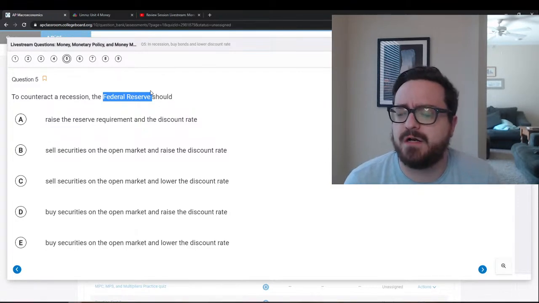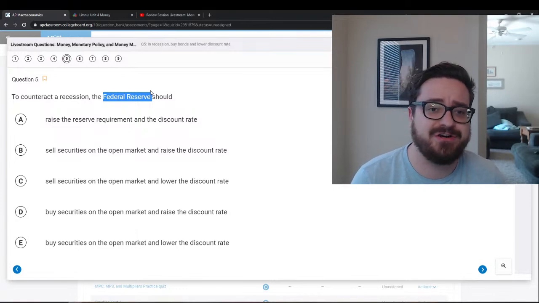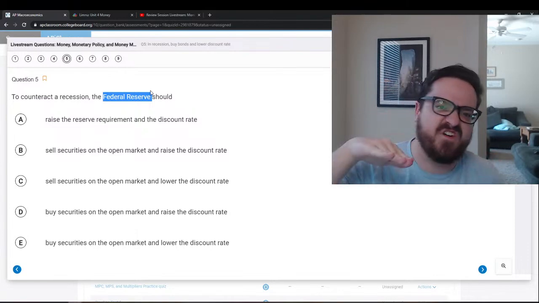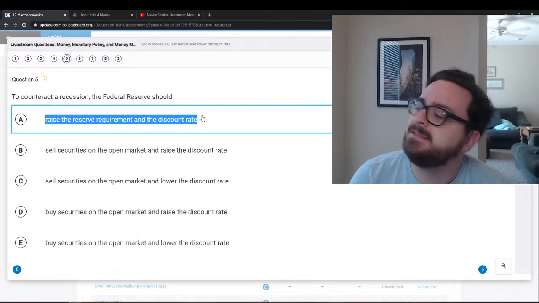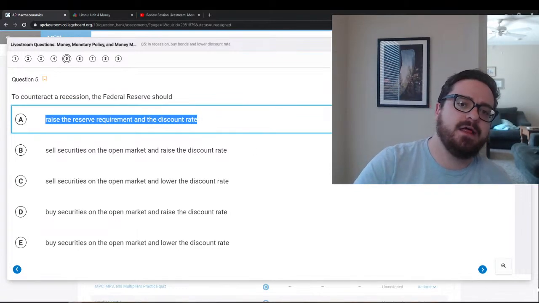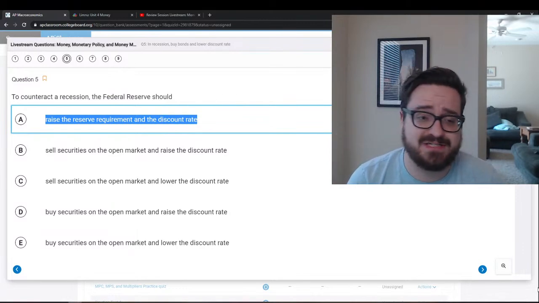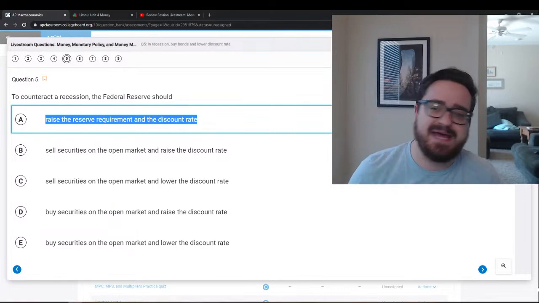Okay, so I got to figure out, all right, I need 2 expansionary policies here. This isn't a trick. It's not like you should have an expansionary and a contractionary. No. I'm in a recession. I want expansionary the whole way, every time. Raise the reserve requirement and the discount rate. Those are both contractionary. Raising the discount rate makes it harder for banks to borrow from the Fed, so it makes it harder for them to lend. A is bad.